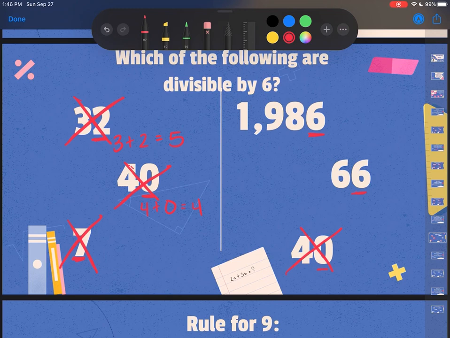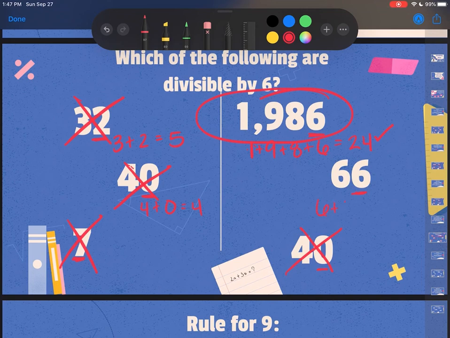So let's try 1,986. So I'm going to do 1 plus 9 plus 8 plus 6. So 1 plus 9 is 10, plus 8 is 18, plus 6 is 24. So let's skip count by 3. 3, 6, 9, 12, 15, 18, 21, 24. So 24 is a multiple of 3, which means that it's divisible by 3, and it's divisible by 2, which means that it is divisible by 6.